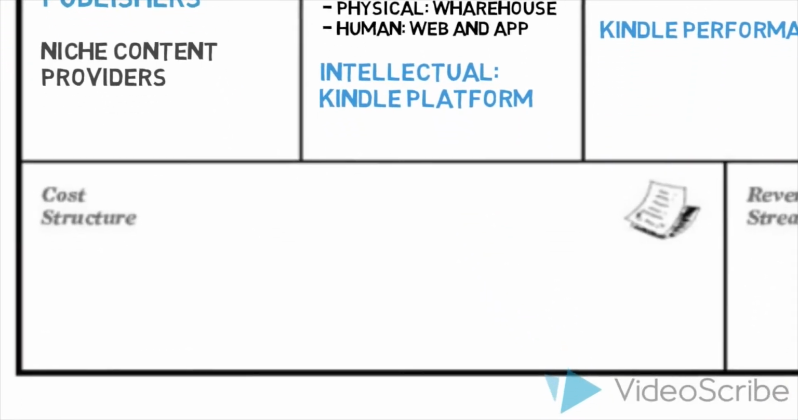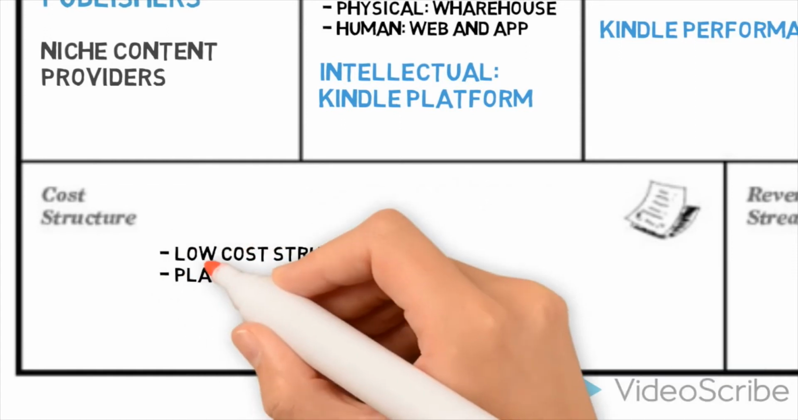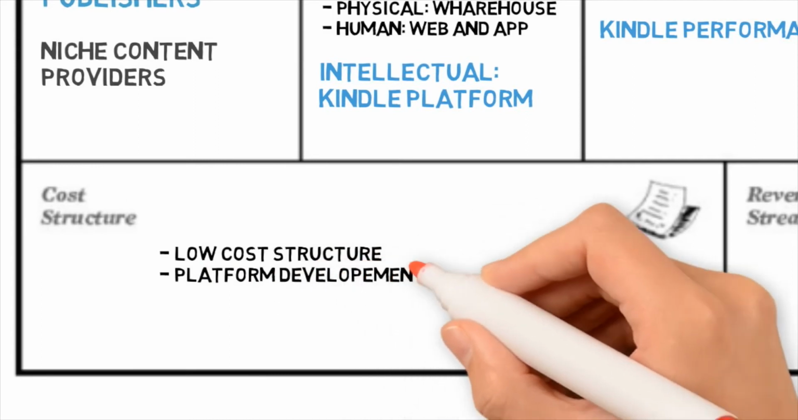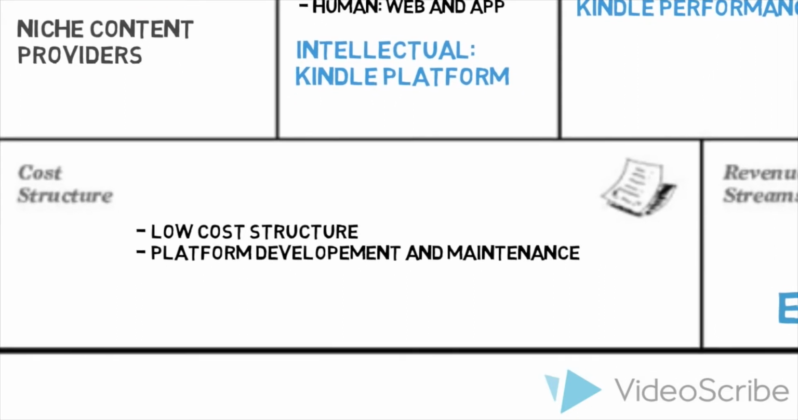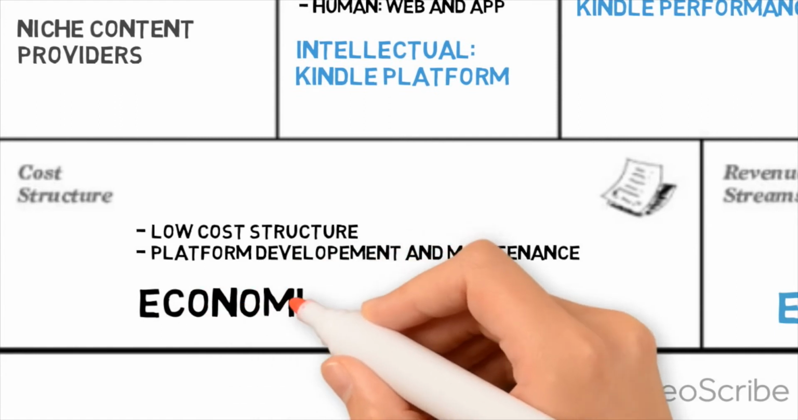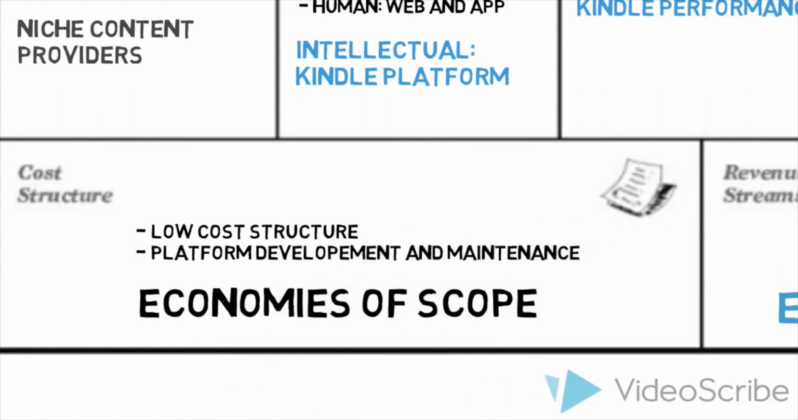Cost structure. It describes all costs incurred to operate a business model. Due to the lack of stocks, Amazon has a low cost structure. Most of their money is invested in the platform development and maintenance. This is the IT and fulfillment infrastructure. We must highlight the economy of scope. Amazon is able to use the technology developed for selling books and other goods on the internet to offer cloud computing services at competitive prices.